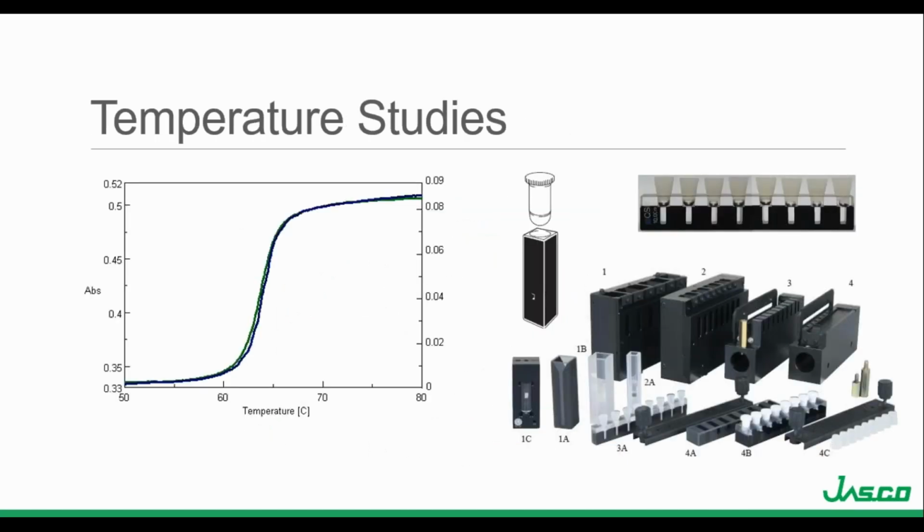Thermal melting studies are commonly carried out in biochemical and biotechnology fields in order to obtain information regarding a sample's thermodynamic properties. So these properties can further elucidate a sample's thermal stability and possible changes in structure and binding. When selecting cuvettes for thermal stability studies, there are some things to keep in mind.